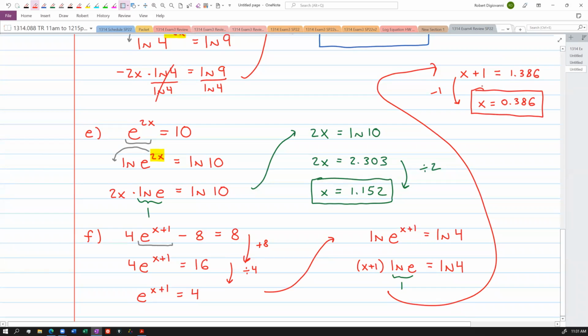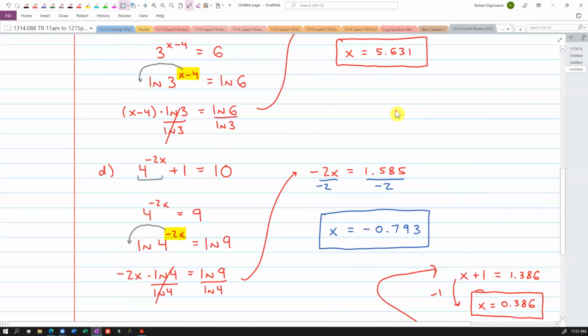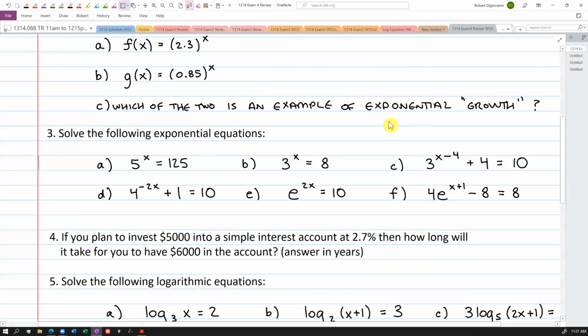Okay. Does this still seem reasonable for the test? Okay. All right, let's look at the next problem.